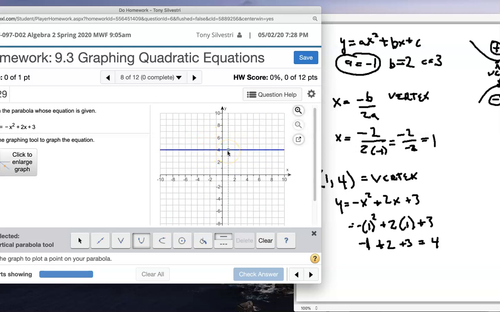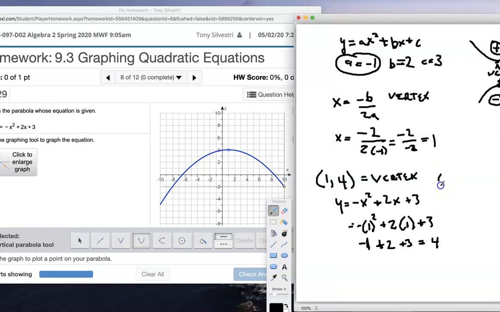How do I get that second point? So far, you always try to calculate the vertex, but then you get to pick what the x value is for another point, whatever is convenient. Pick another value for x. Plug it into here. I always try to go for an x value of 0 for your second point.